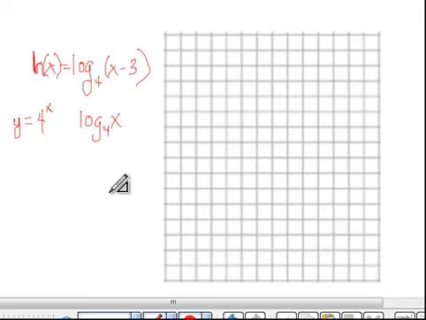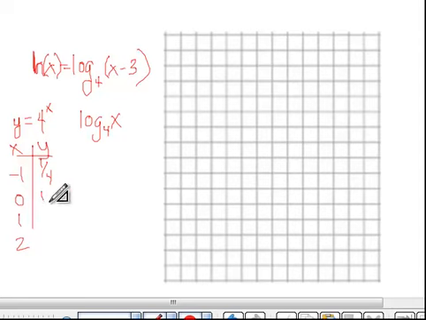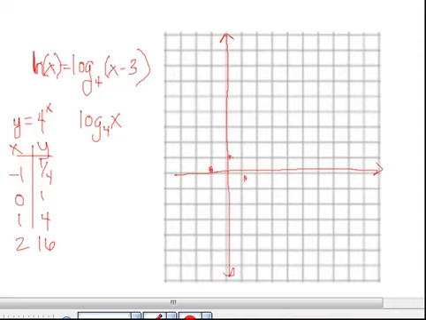So I'm going to do that right now in red. Here's my xy table, and like usual I'm going to choose my negative 1, 0, 1, and 2. So I'm going to get 1/4, 1 always, because 0 as an exponent is going to produce 1, and then we have 4 and then 16. So I have (-1, 1/4), (0, 1), (1, 4), and I'm not going to do my 16. So there's my basic sketch.